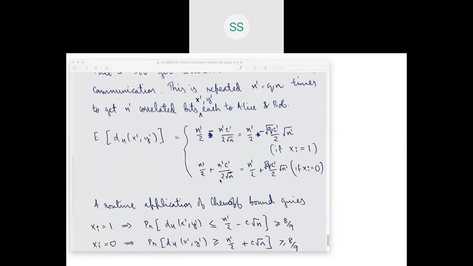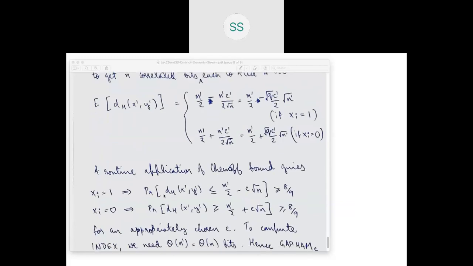Now we can apply a Chernoff bound. Again, this is a very routine application of the Chernoff bound, and I'm not going to go into that. So this is a bound in expectation. We can make it a high probability bound. What is the probability that the Hamming distance is strictly less than half minus c square root n, where you can take c to be a bit smaller than this quantity for the Chernoff bound to work. If xi equal to 1, the probability that the Hamming distance is smaller is at least 8 by 9. And if xi equal to 0, the probability that the Hamming distance is higher is 8 by 9.